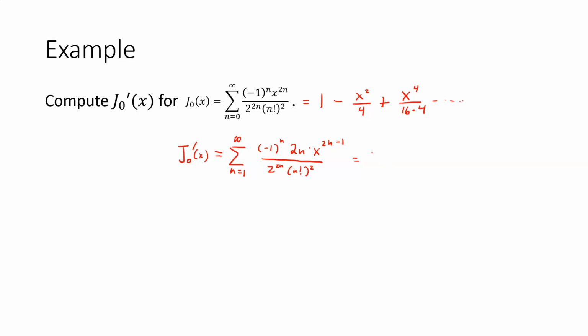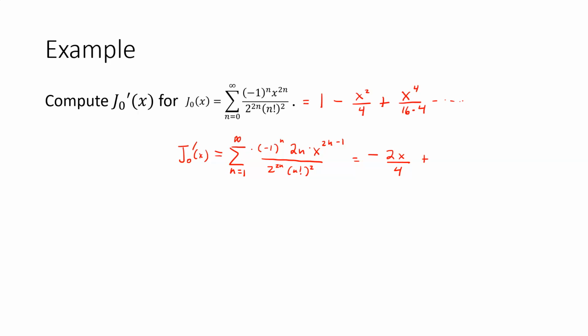I get negative 1, and then 2 times x to the power of 2 minus 1. So just 2x upstairs. Notice that's exactly the derivative of x squared. And then the denominator, I get 4 again, just like we have here. So we can see that that's the derivative of that term there.